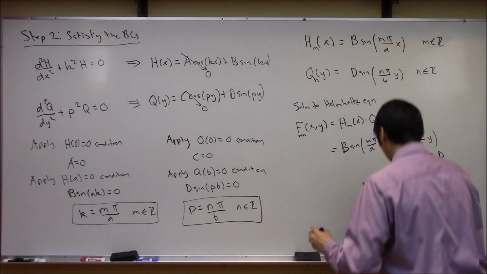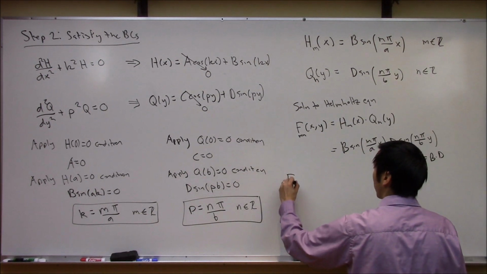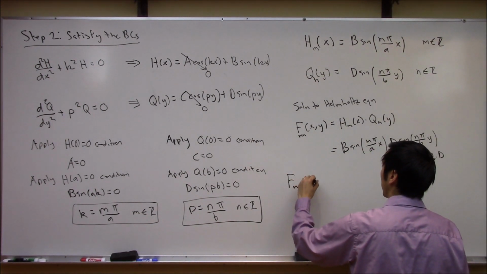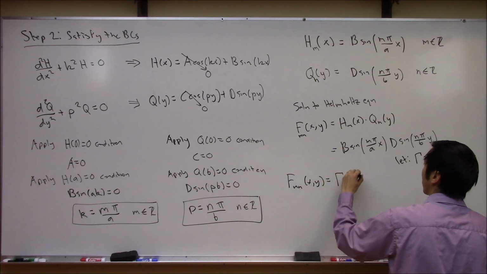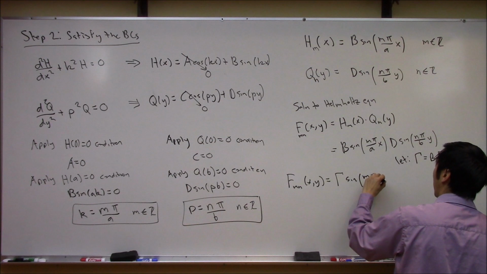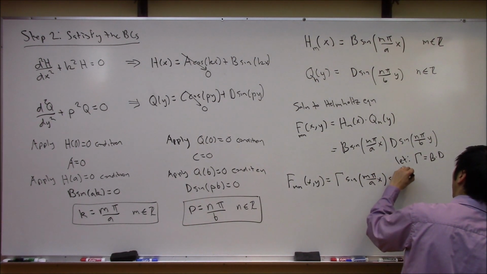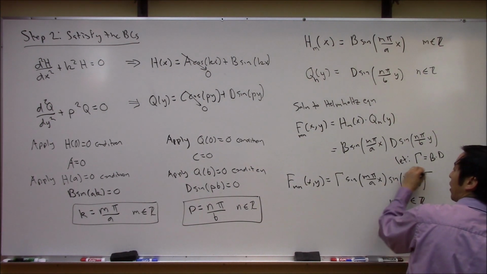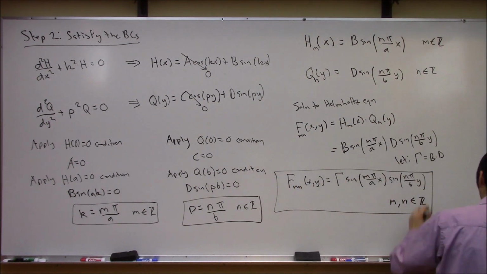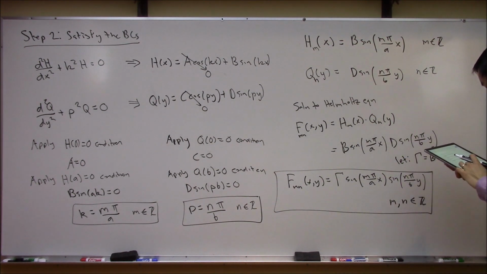So if so, what we can do is we end up with, here's our solution to the Helmholtz equation. It's some arbitrary constant gamma times sine of m pi over ax times sine of n pi over by, with m and n forced to be integer values. So great, here we go. We've gone ahead and solved our Helmholtz equation, right?